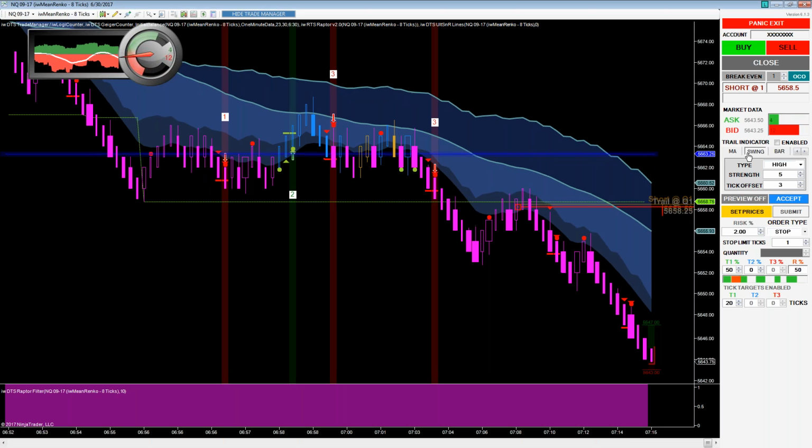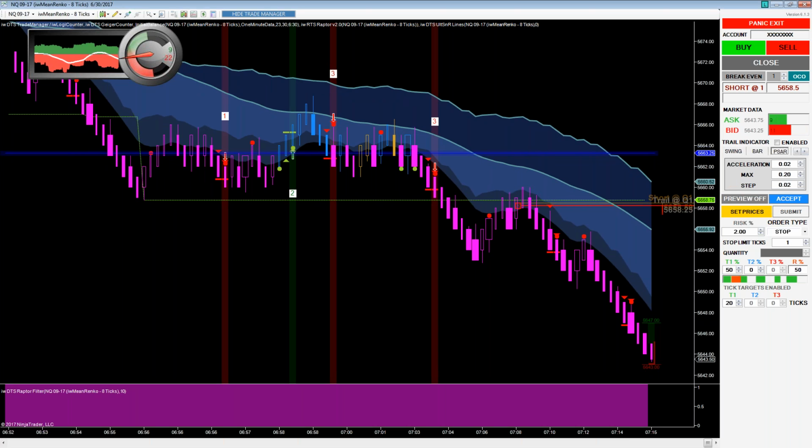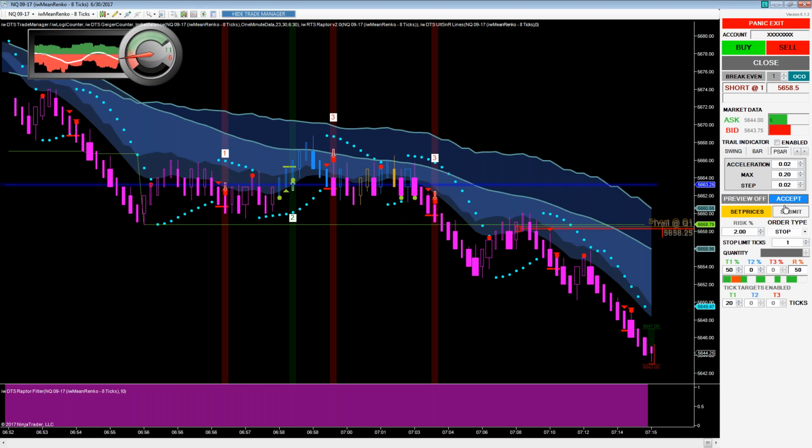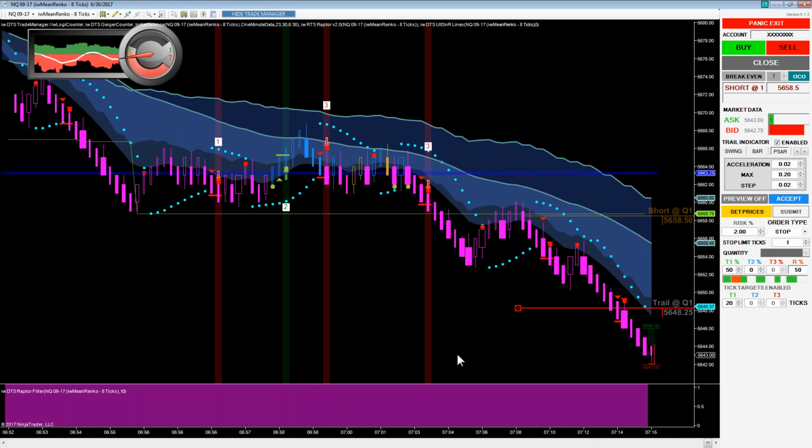All right, so we're getting a little bit of room here now. Maybe I'm going to go to something more aggressive like the parabolic. I'm trying to ride this trade out the best I can because it does appear as though we are trending somewhat.